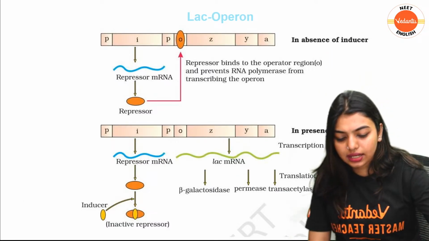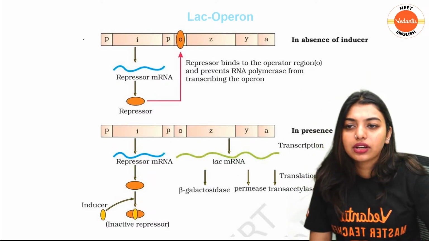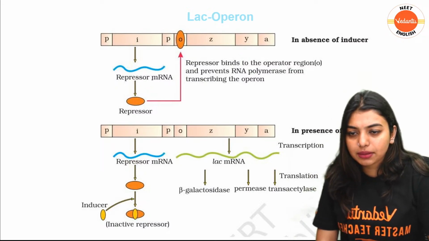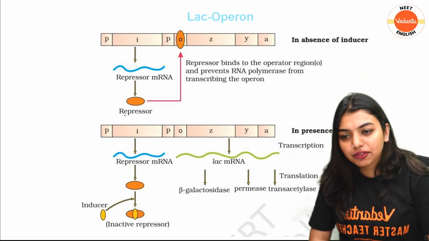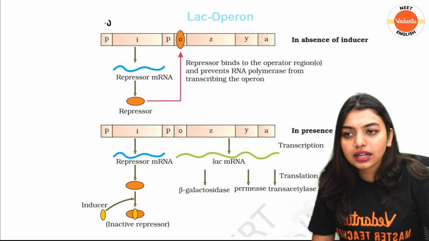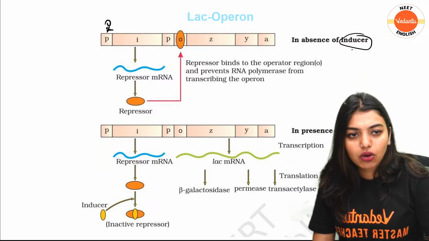Okay, let's see your NCERT diagram. You will understand this thoroughly. Students, look here. Here, P, i, o, Z, Y, A. So here you can see the i gene is forming the repressor mRNA. That repressor mRNA will form the repressor. This repressor will go and bind with the operator region and prevent the RNA polymerase from doing transcription. This is in the absence of inducer, or basically in the absence of lactose.